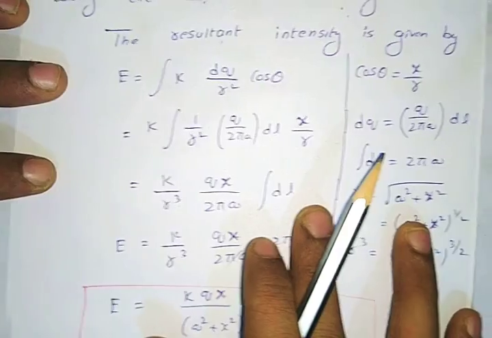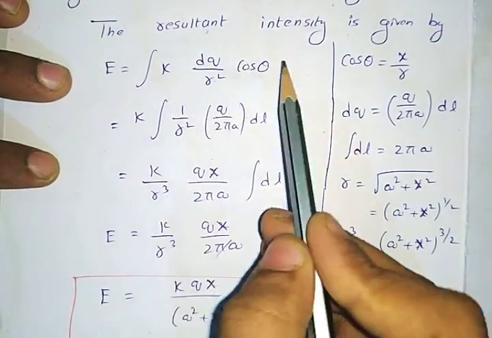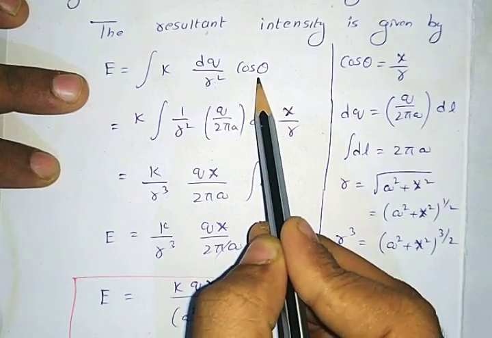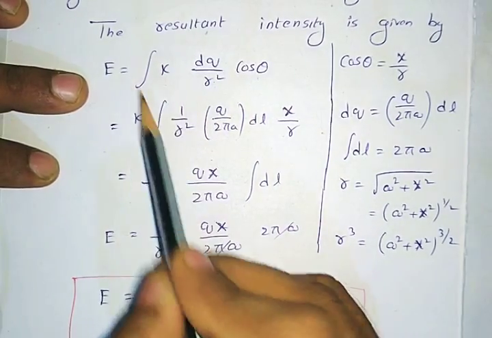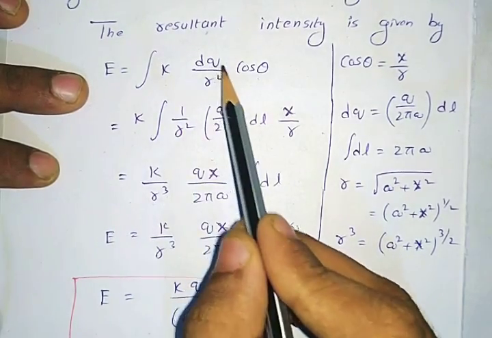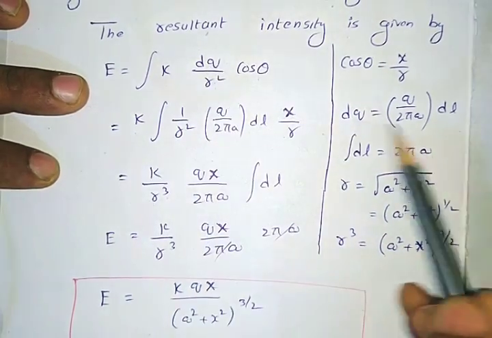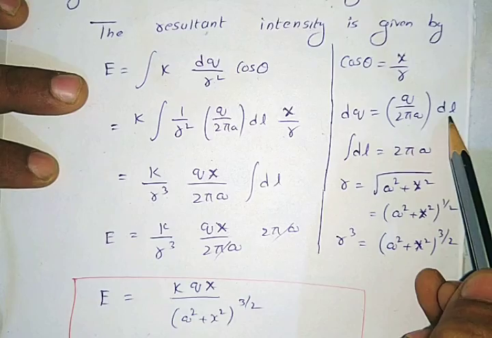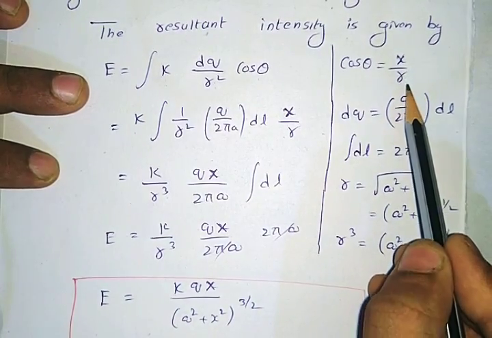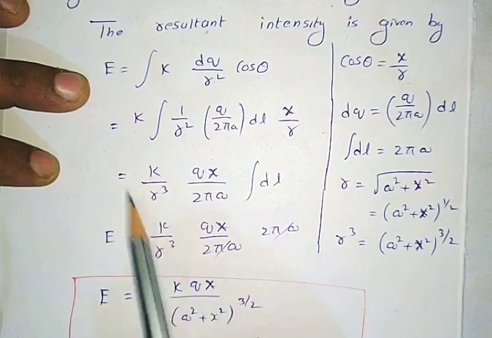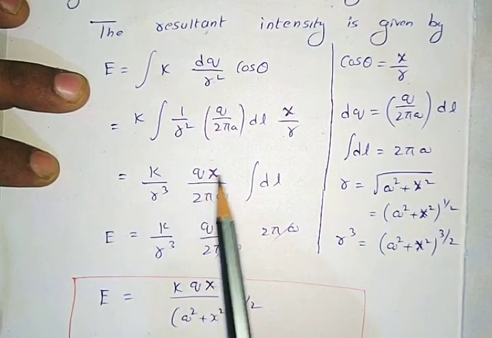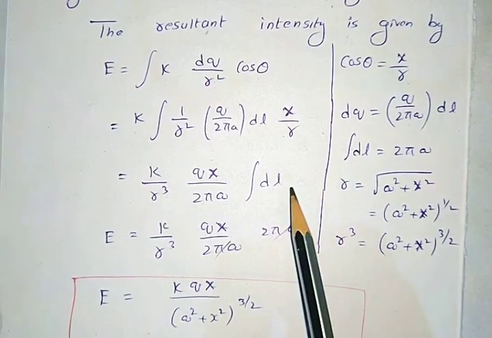Now the resultant field intensity can be given by integrating the result we got. So E is equal to integral k dq by r square cos theta. Taking k outside being constant, we have k integral 1 by r square, and in the place of dq substitute q by 2 pi a into dl, and in the place of cos theta you can substitute x by r. Taking the constants out of the integration, we get k by r cube qx by 2 pi a times integral dl.